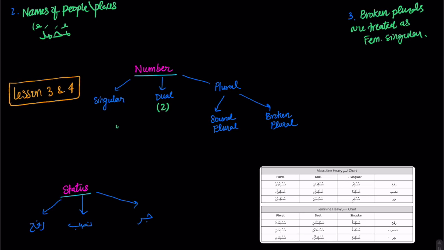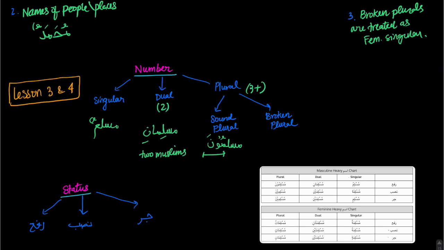So for example, Muslimun is referring to one Muslim, and Muslimani is referring to 2 Muslims. And then in the plural, so this is 3 or more. The plural can either be a sound plural, which follows a specific pattern, such as Muslimuna. And this is talking about a group of Muslims, and there's a specific pattern here, the una pattern.